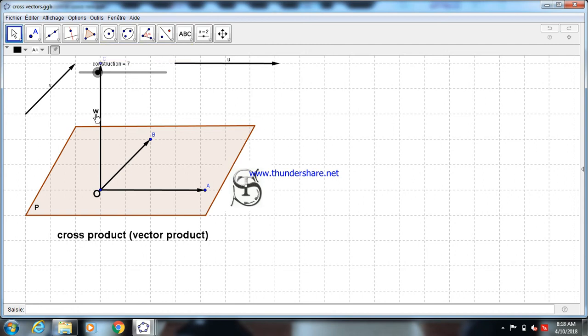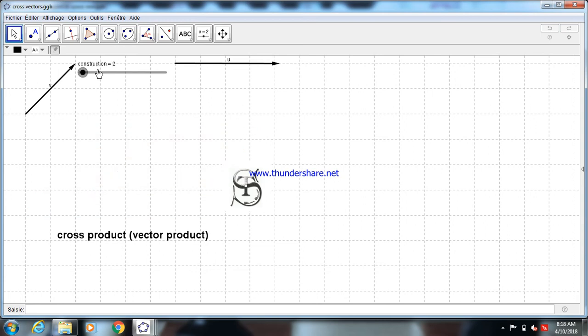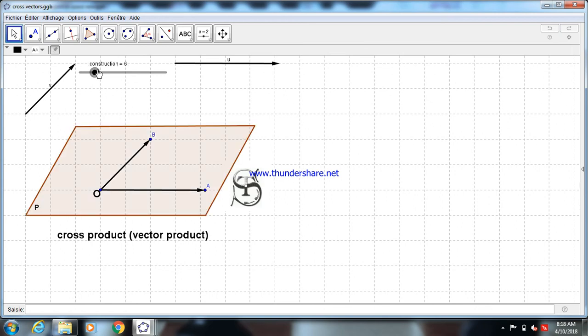the norm of the vector W is equal to the norm of the vector OA, or vector u, times the norm of vector v, times the absolute value of the sine of the angle between the vector OA and vector OB. Okay, let me repeat the construction. So two vectors, point O, representative of the first vector, second vector, the plane formed by the two vectors. The vector W is this one, the cross product of u and v. Other activity.